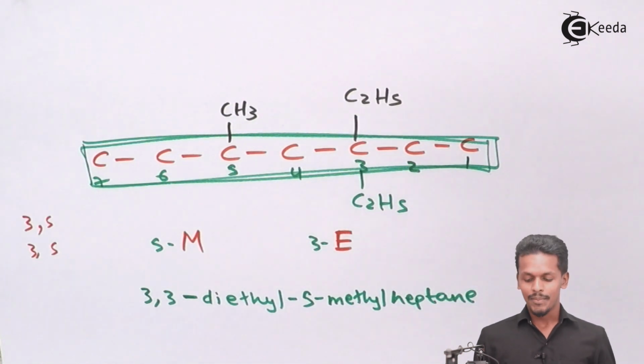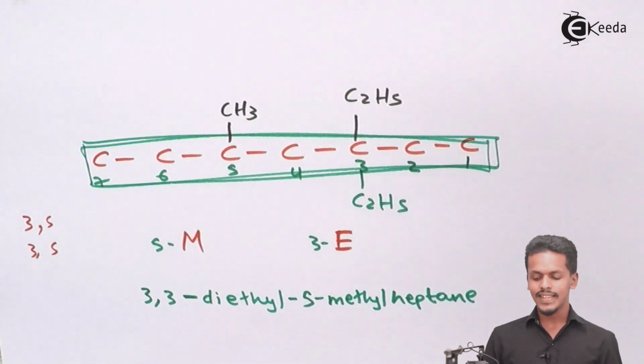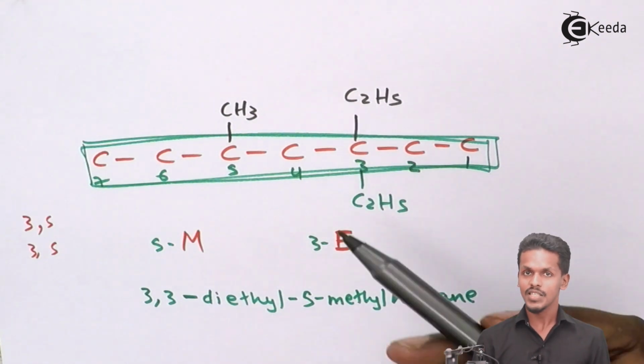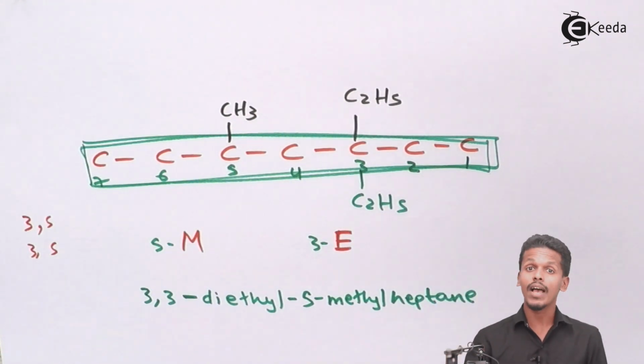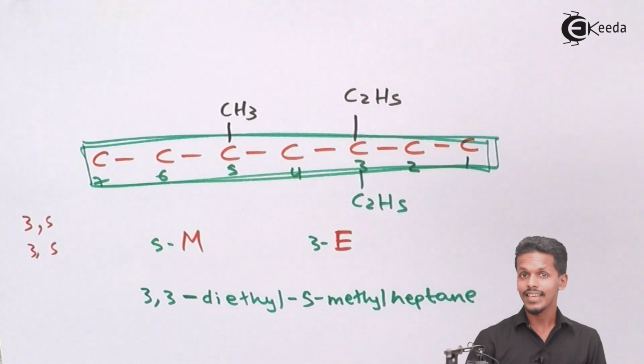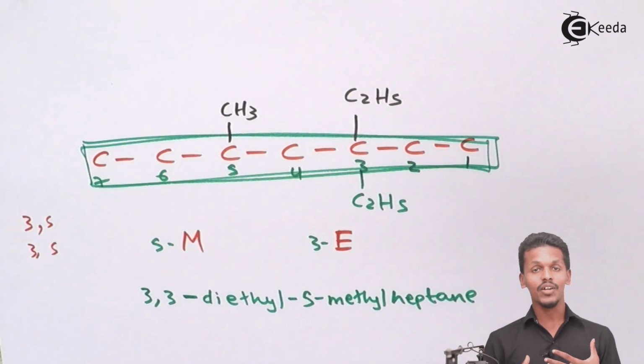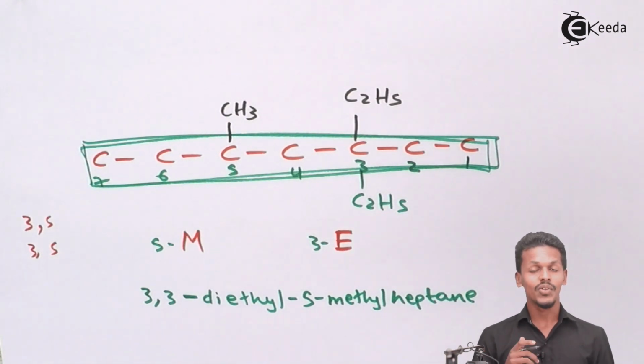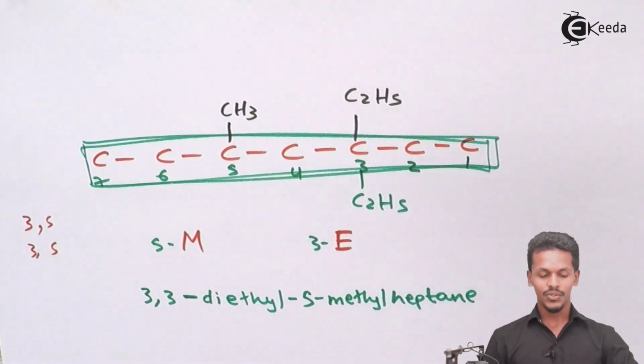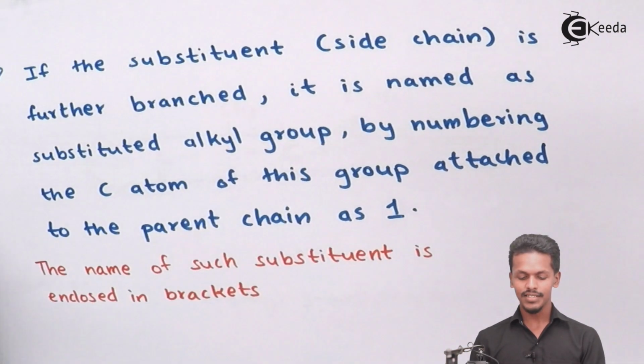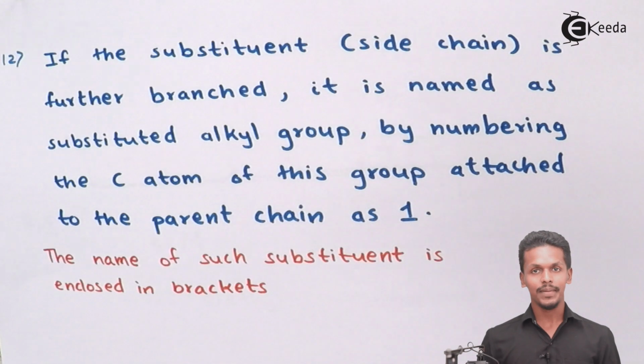So that's it. But it is not necessary that the substituent groups will be simple ones like this. They can also have a branch. Now we are moving towards the next kind of nomenclature, so let us study that also. This is rule number 12.